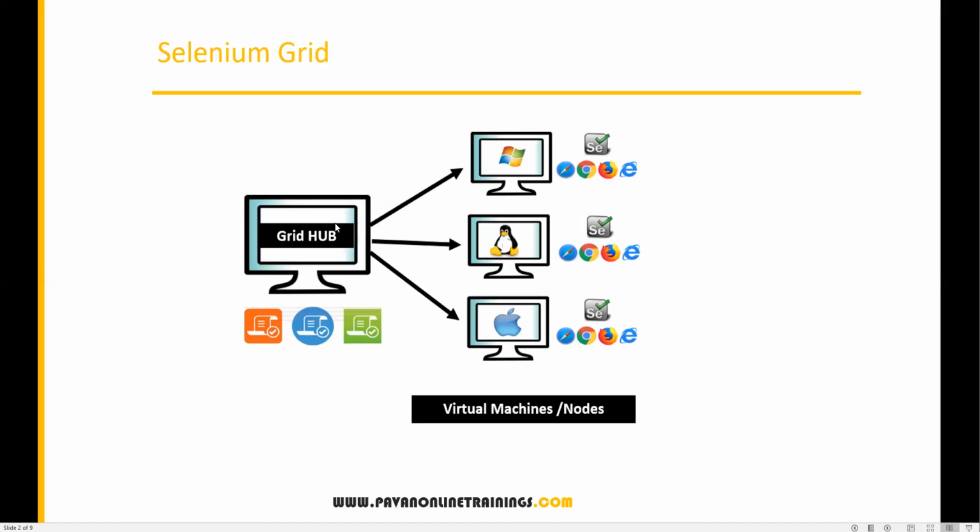Now the Grid hub is a central server from where we will execute multiple test cases, and based on the configuration, meaning based on operating system and browser or browser version, the test cases will be distributed among multiple nodes and execution will happen in the slaves or nodes. So this is the basic infrastructure provided by Selenium Grid.